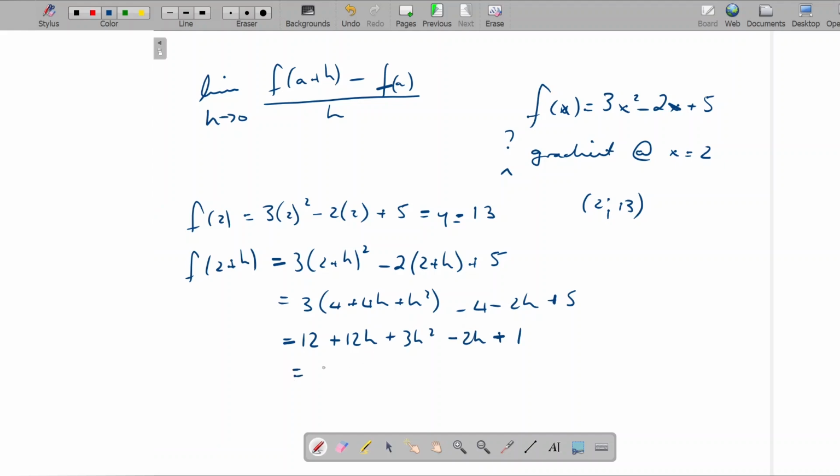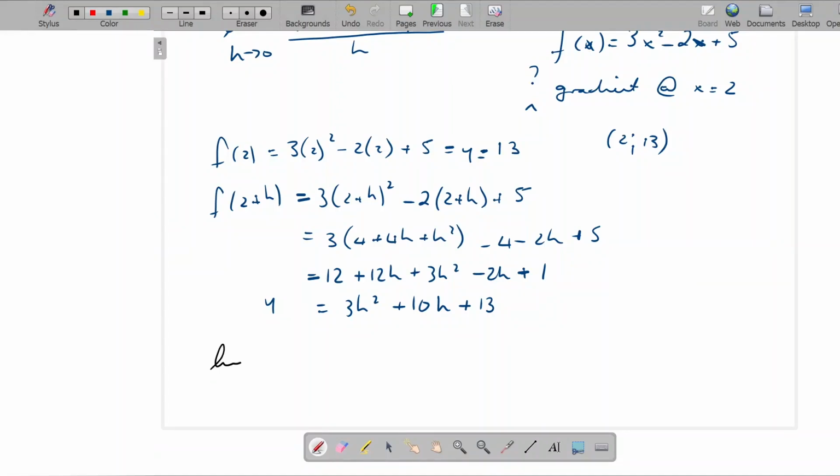So I'm going to get an answer of 3h squared plus 10h plus 13. And that would be the y value if we needed it. Cool. So what we're going to look at now is what happens if I was to take this and look at the gradient across that point.